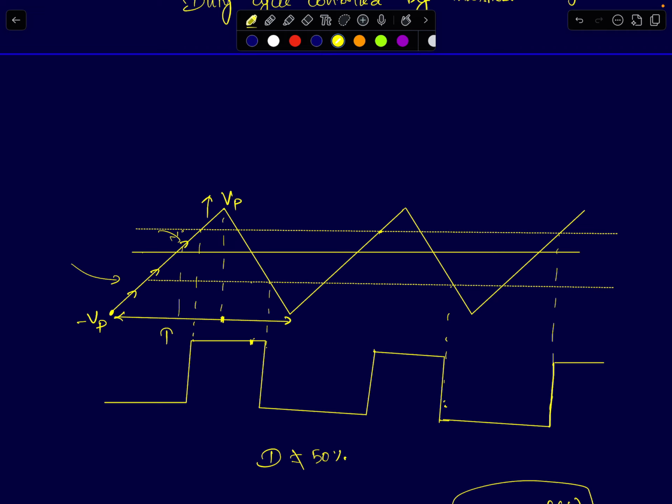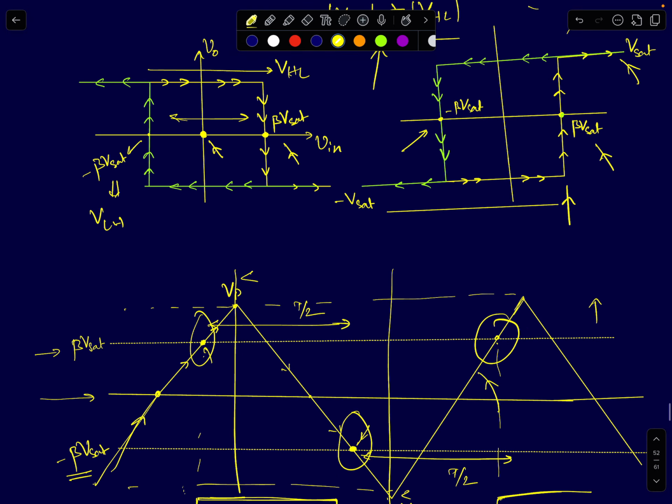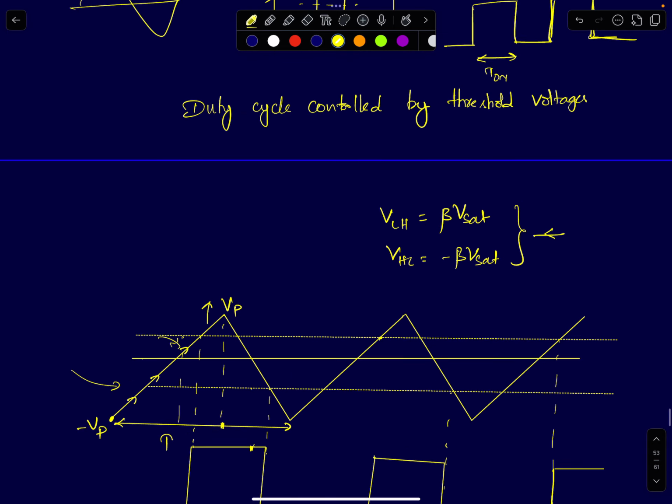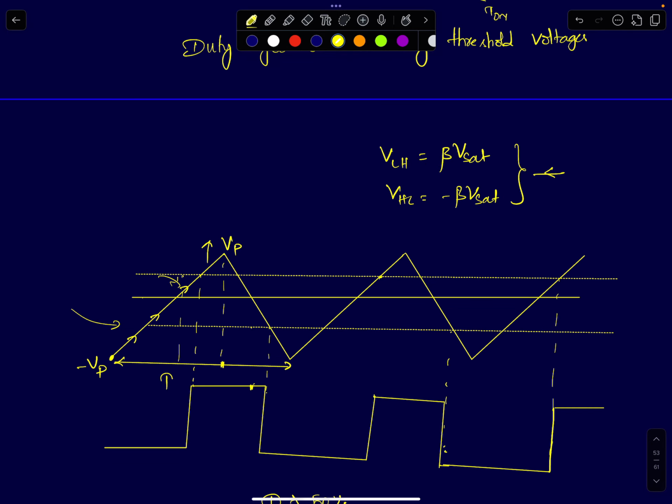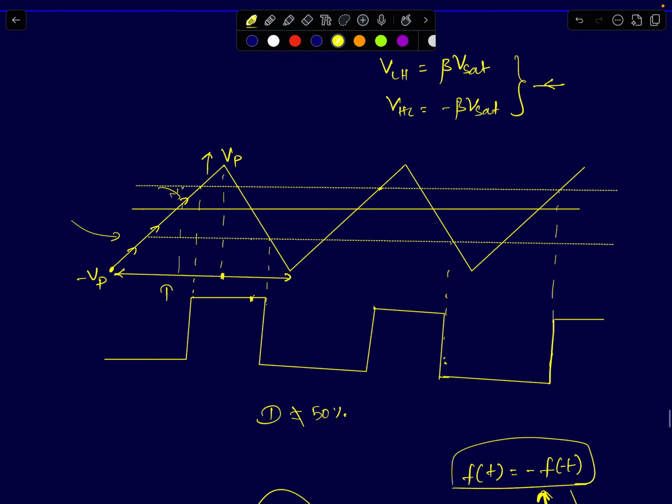And if I pass it through a Schmitt trigger with symmetric threshold voltages, meaning the threshold voltages obey this condition: V low to high will be equal to say beta V sat, and V high to low is equal to minus beta V sat. I'm assuming a non-inverting Schmitt trigger. For a non-inverting Schmitt trigger, you can see here the low to high threshold will be positive and the high to low threshold will be negative. Okay, so if I pass it through this Schmitt trigger, what would you expect?